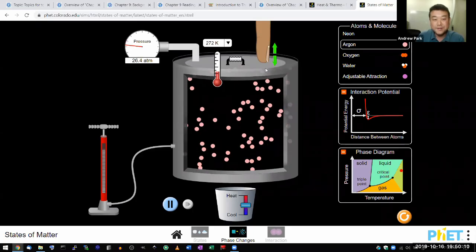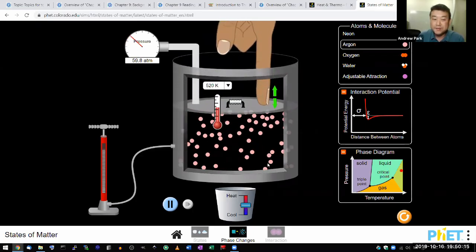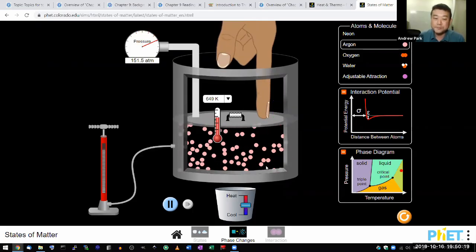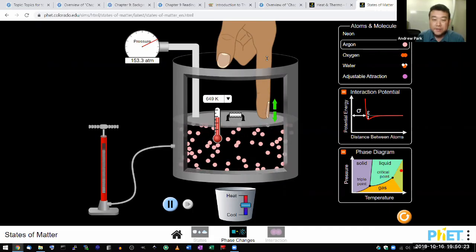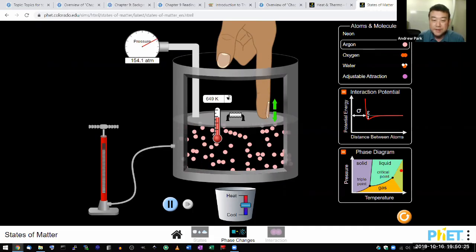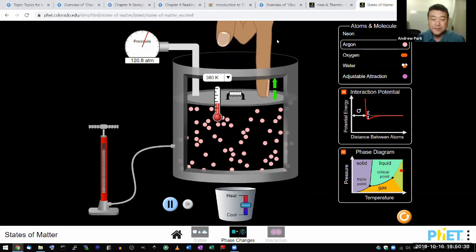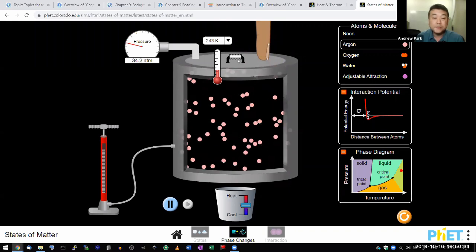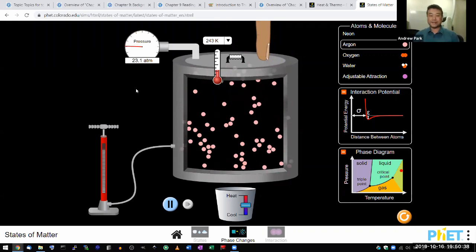As I press it in, you will see that pressure goes up, and part of that is, well, I'm applying force, so of course pressure goes up. But here's one other weird thing. You can see that as I pressed it down, the temperature went up. How come? What's going on? And as I pull this back up, you see temperature going down and the pressure going back down. What's up?